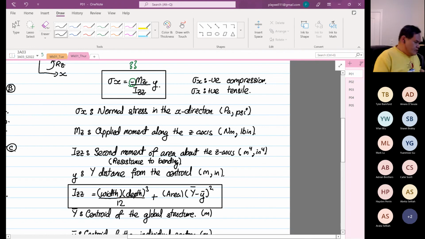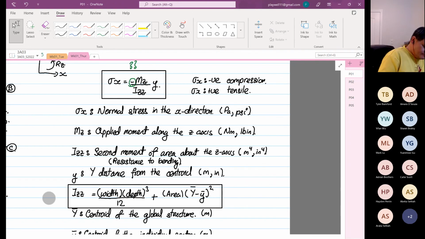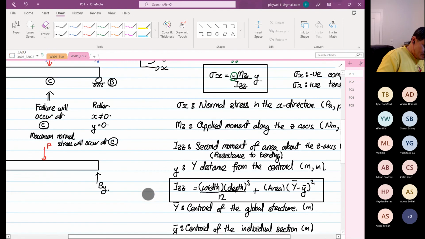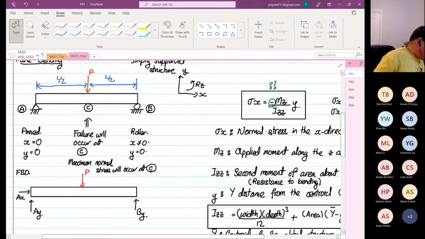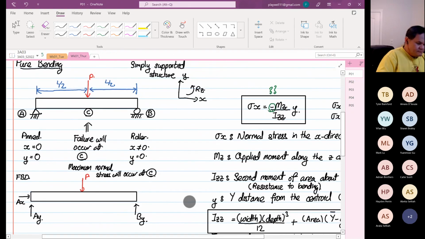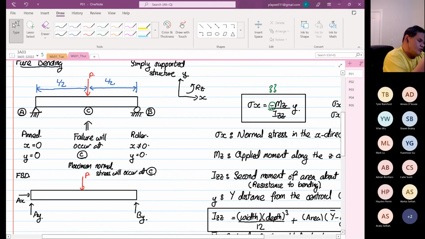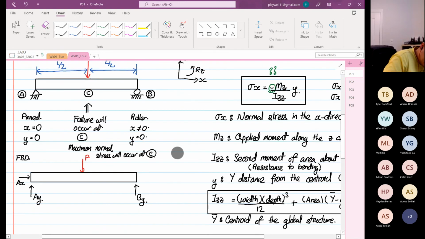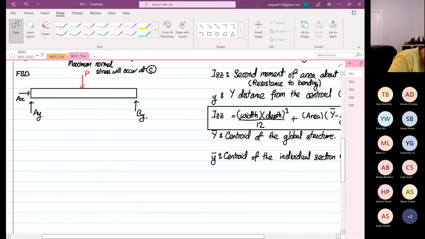Right. So when we look at our structure, we go back over here. We look at our simply supported structure. I'm going to sketch for you the deformation pattern. So you have a load applied at the center at point A and point B is a support. Now next, I'm going to sketch the deformation pattern.